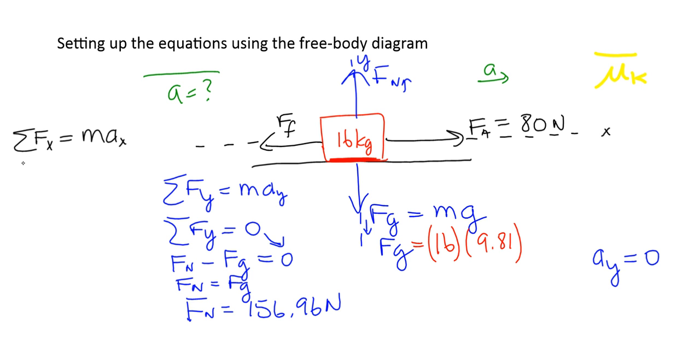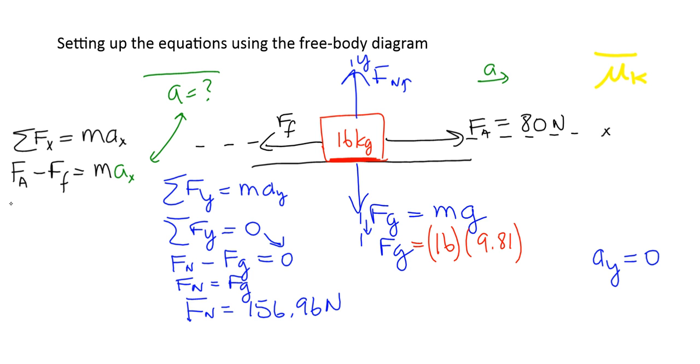Well, what is the positive force acting in the x direction? That's going to be Fa. Fa is going to be the force that makes the motion happen, whereas Ff is going to oppose said motion. So Fa minus Ff is equal to m times a in the x direction, which is what we're trying to solve for. So let's fill in what we know.